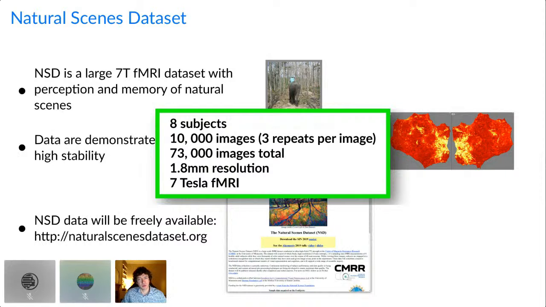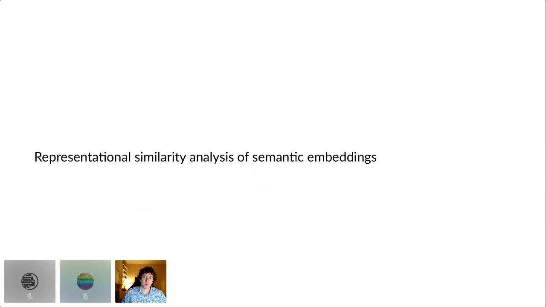9,000 of the 10,000 images for a given participant were particular to him, so presented only to him, and there's a common set of 1,000 images. So that makes up roughly 73,000 images of natural scenes presented in 7 Tesla fMRI and measuring brain activity patterns at a very high resolution. So this is a scale that is completely unprecedented. So what are we going to do? We're going to be using a representational similarity analysis of semantic embeddings. So I'm very glad to follow Alona's talk, because some of the concepts that she introduced very well make sense in this talk as well.